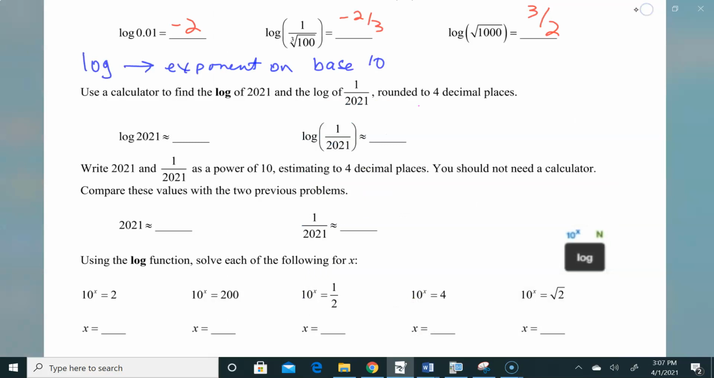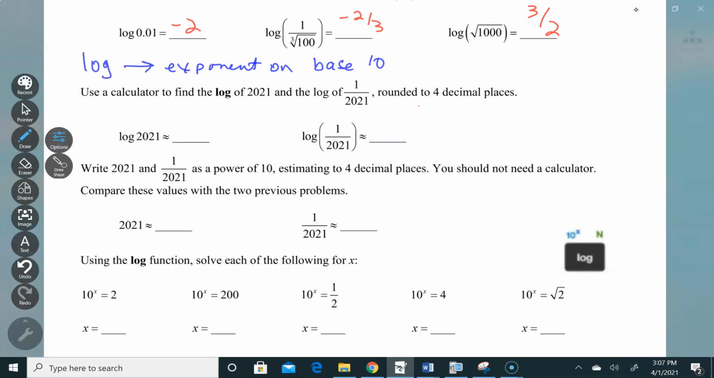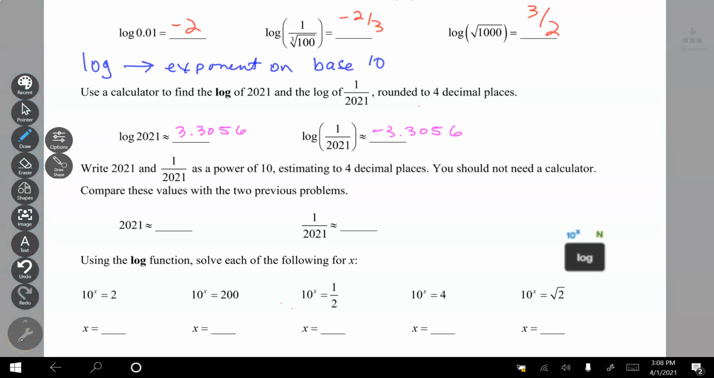So according to what we have, this is 3.3056, and this is negative 3.3056. So if I wanted to write 2021 as a power of 10, it would be 10 raised to the 3.3056. About, there's going to be a round off error. And this would be 10 raised to the negative 3.3056 to get 1 over 2021.